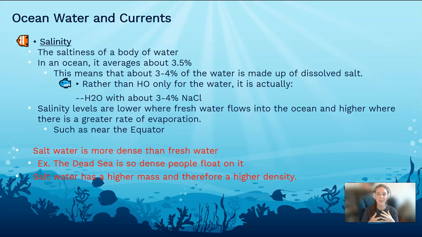Now, when we talk about the saltiness of a body of water, we use the term salinity right here. So, in oceans, salt makes up about 3.5% of water. Therefore, the average salinity of the ocean is 3.5%.